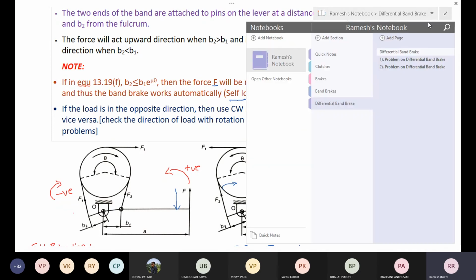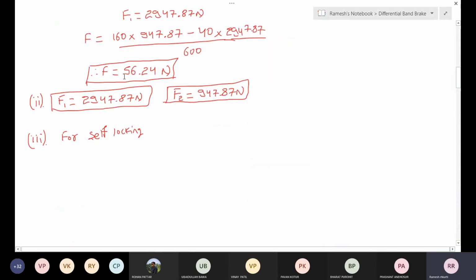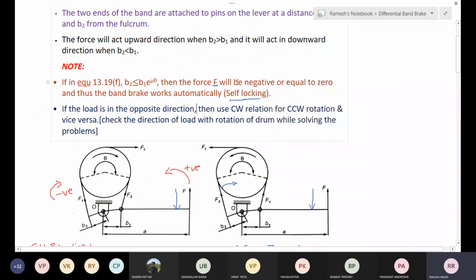But in our problem, you have calculated the force. How much is the force? It means a person has applied the brake. He has applied 56.24 Newton of force. So I cannot take F equal to 0, meaning I cannot use this condition. This condition you have to use when F is negative or F is equal to 0. Instead, in our case, force is applied, so B2 is greater than or equal to this. If F is equal to 0, at that time you have to take the other condition.